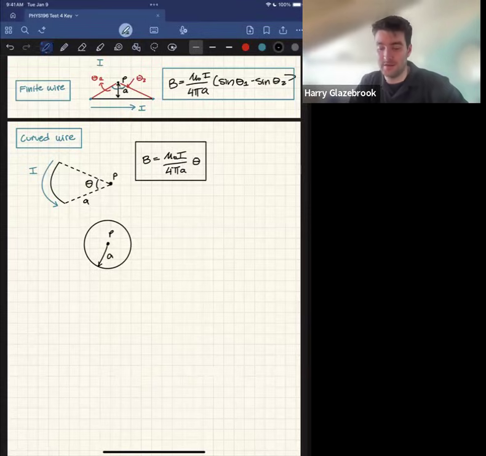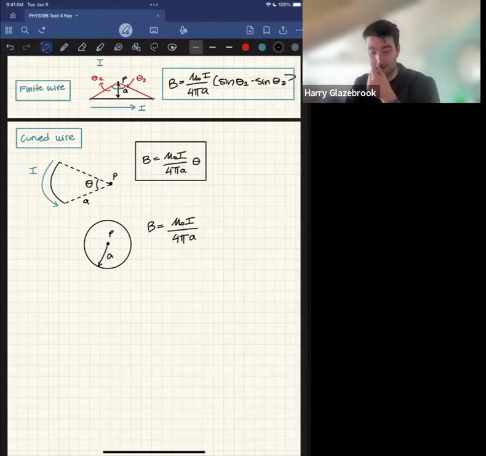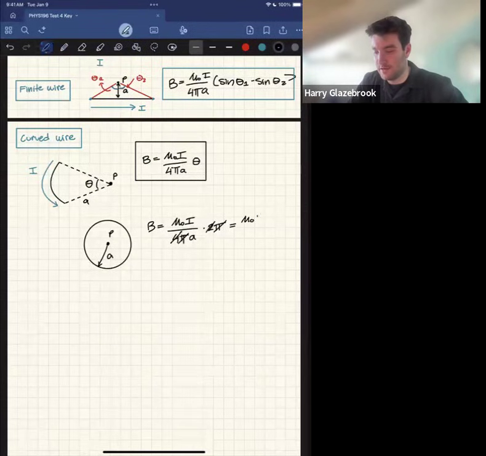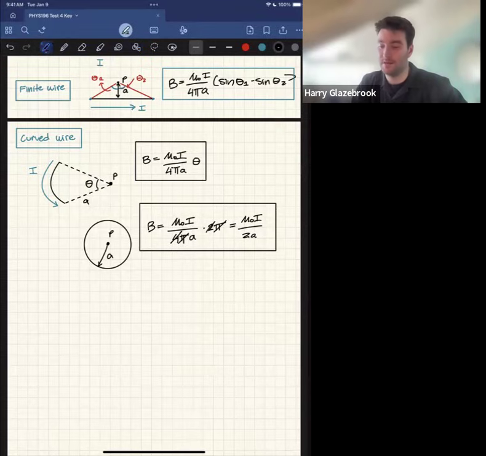If I wanted to find the magnetic field in the middle, that's just mu naught I over 4 pi A. And then the angle subtended by an entire circle is just 2 pi. So I do my 2 pi. So those cancel and I get mu naught I over 2A. So this is going to be the magnetic field at the center of a current carrying loop. So current carrying loop. Cool.